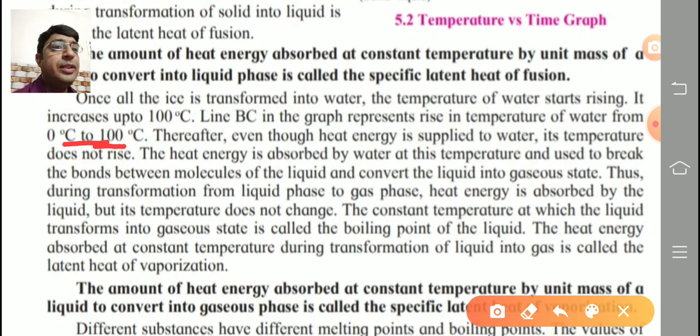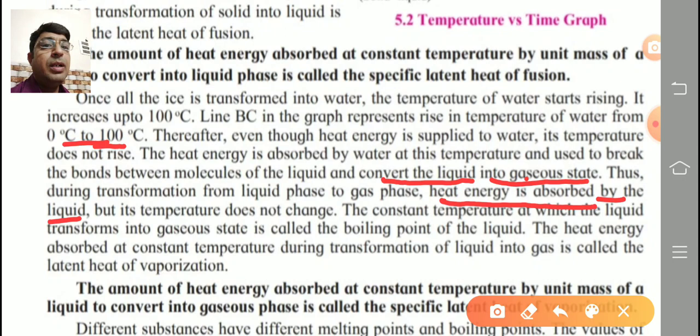Therefore, even though heat energy is supplied to water, its temperature does not rise. Why? Because the boiling point of water is 100 degrees Celsius. The heat energy is absorbed by water at this temperature and used to break the bonds between molecules of the liquid and convert the liquid into gaseous phase or gaseous state. Thus, during transformation from liquid phase to gas phase, what happened? Heat energy is absorbed by liquid, but its temperature does not change.